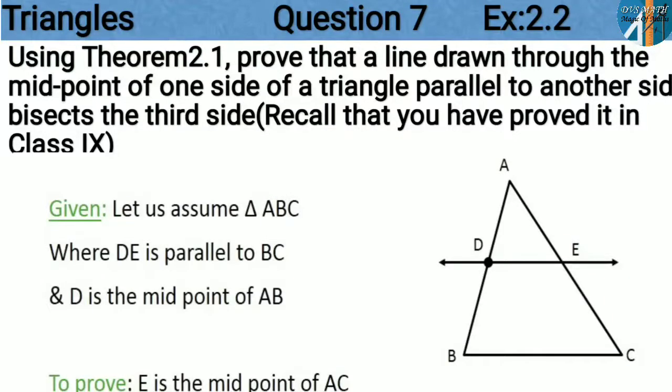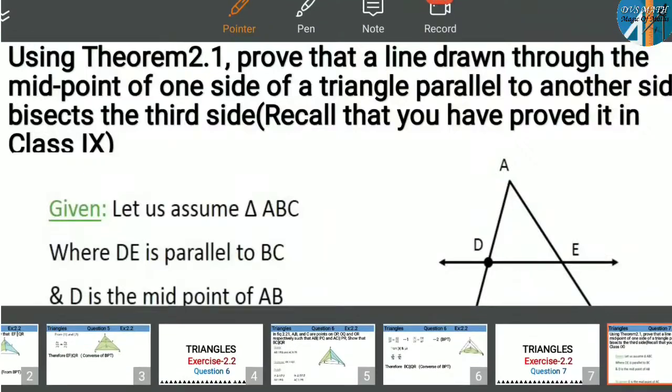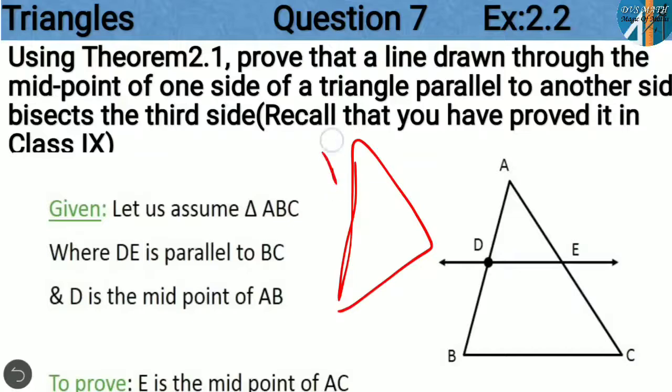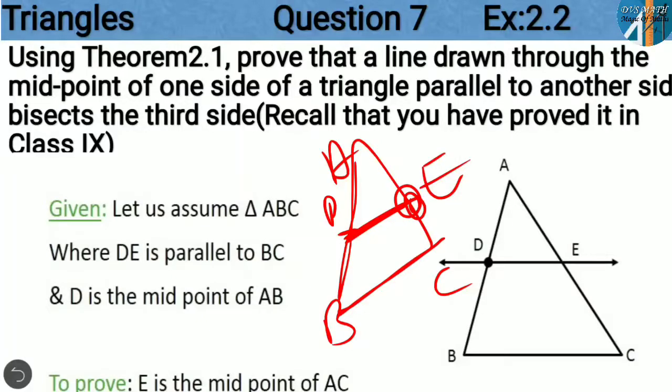So what they are saying is, if you consider a triangle ABC, from any one side of the triangle I am taking the midpoint, that is D. From this midpoint, if we draw a line to the other side AC, and this line is parallel to BC, we have to prove that this point is also a midpoint. So we are considering E is also the midpoint of AC.